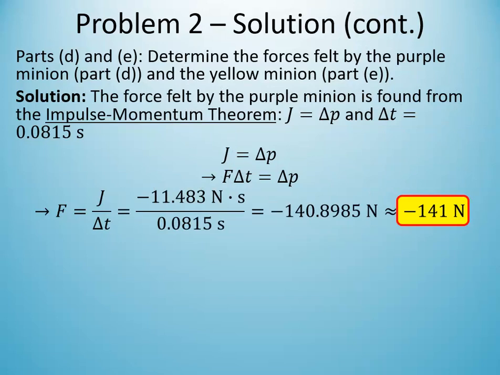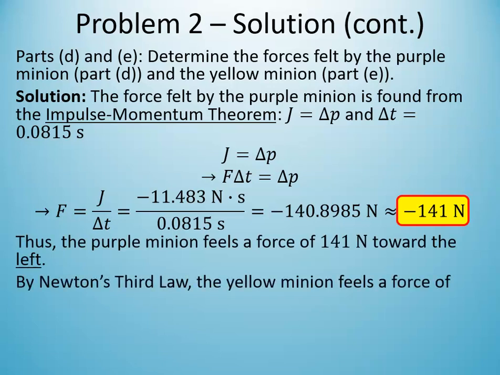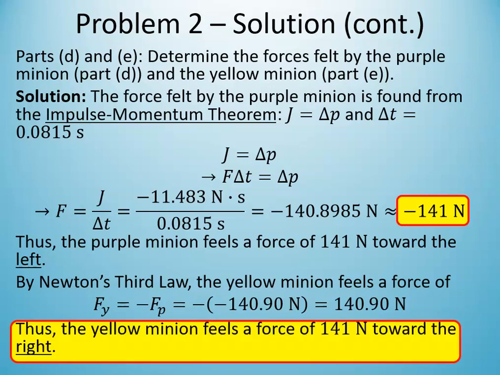And in doing so, we get that the purple minion feels a force of negative 141 newtons. That is, a force of 141 newtons toward the left. What about the yellow minion? Well, Newton's third law tells us about that. The force felt by the yellow minion is the negative of the force felt by the purple minion, so that would be 141 newtons toward the right. So that's how you deal with these types of situations.